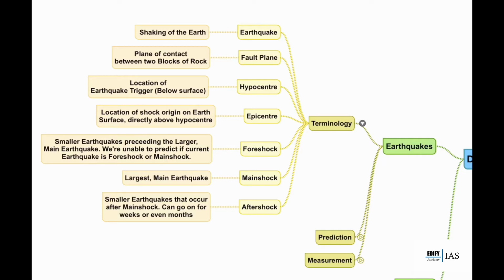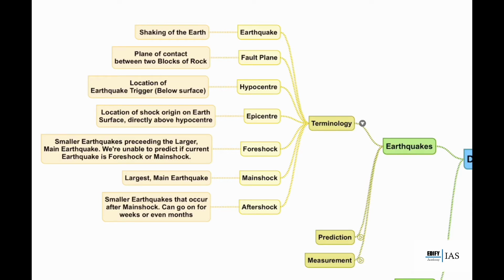Also, the hypocenter is the location of the earthquake trigger. That's right below the surface. Please be very careful. Hypocenter is not on the surface, it's below the surface. And epicenter, this is the confusing part. Hypocenter, epicenter, right? So epicenter is the location of the shock origin on the surface of the earth. That's directly above the hypocenter. From the epicenter, the shock waves originate and they move over the surface of the earth, and we experience it all over.